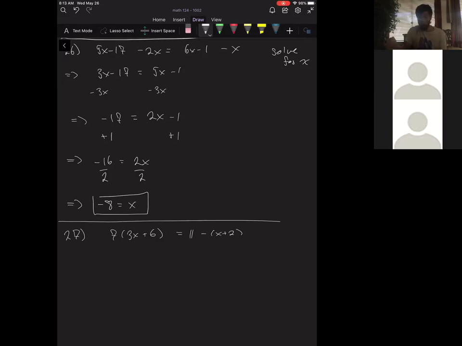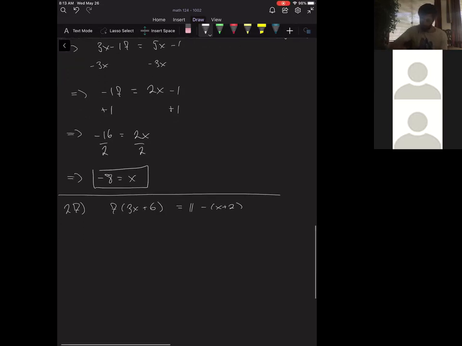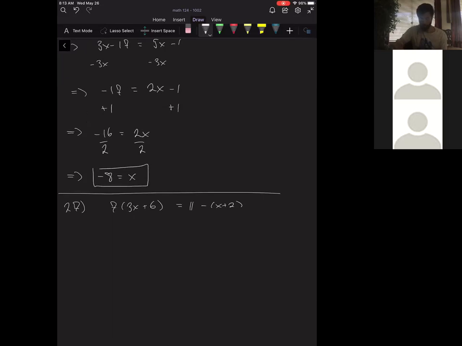So for this problem, the first thing we're going to want to do is get rid of all the parentheses. So we need to distribute all the numbers that are in front of the parentheses. For this first one, we'll distribute the 7 across. So we're going to get 21x, and then 7 times 6 is 42. And then on the right-hand side, we'll have that 11, and then we have to distribute the minus sign. So 11 minus x minus 2.